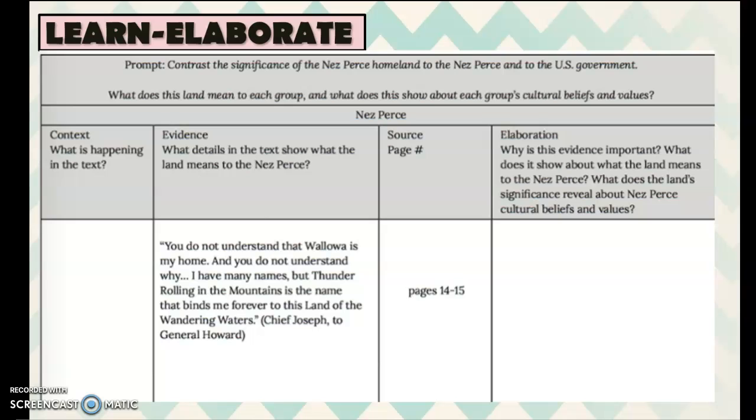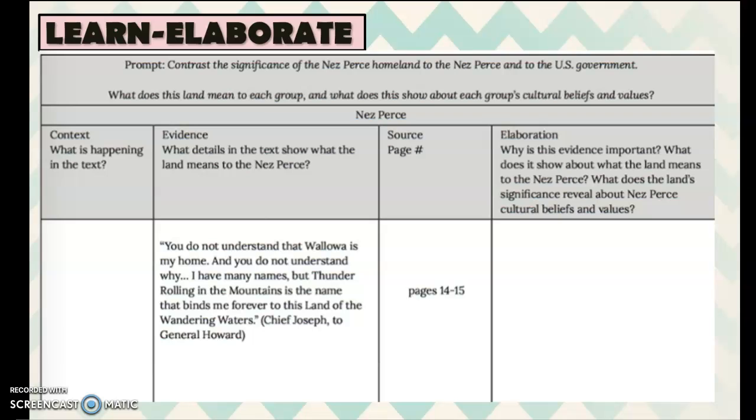So the first column is going to be about the context. What's happening in the text when this text evidence is coming up in the book? So when this piece of evidence comes up, what's happening in the book? Then the source and page number is where is it found in the book? And then the elaboration. Every time we give evidence, we need to elaborate on that evidence or explain it.